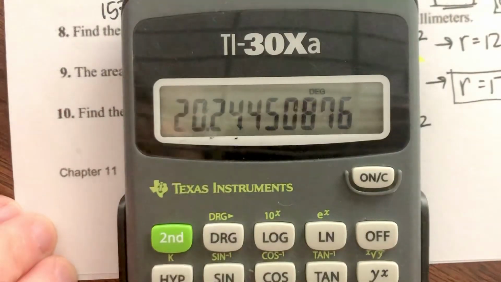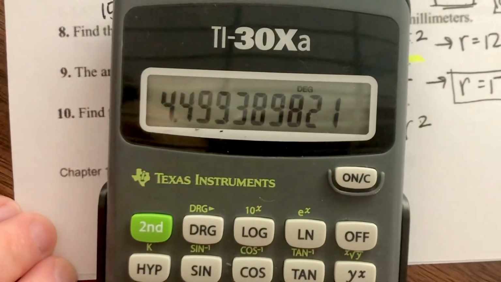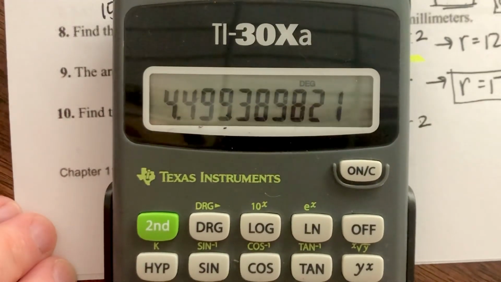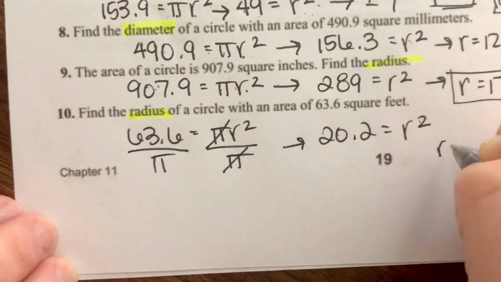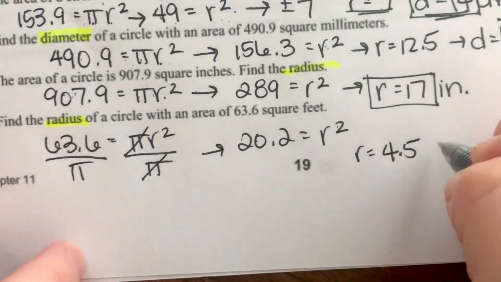So on my calculator, I never cleared it out. I'm just going to hit the square root button. And I get 4.499, which I'm going to round to 4.5. Radius equals 4.5, and that is in feet.